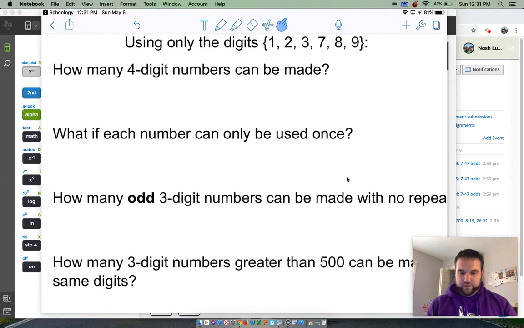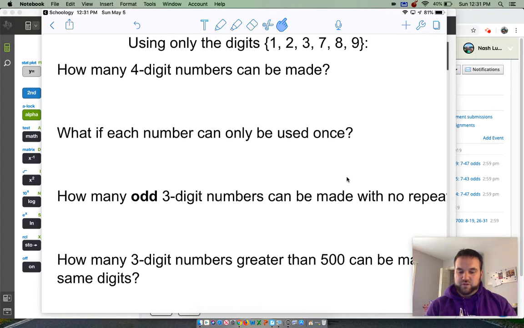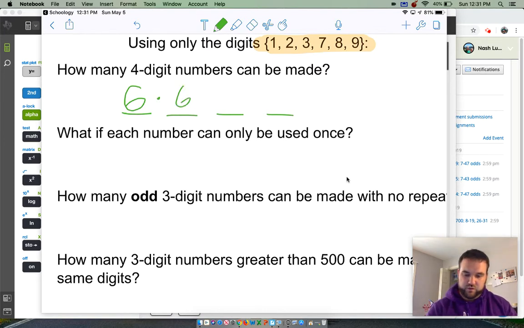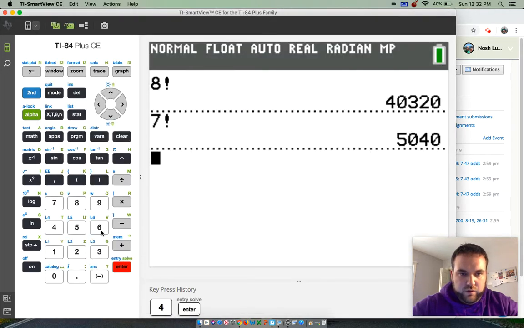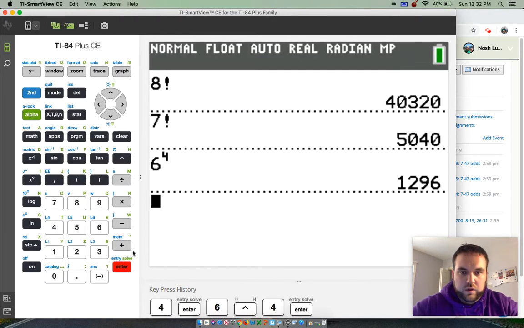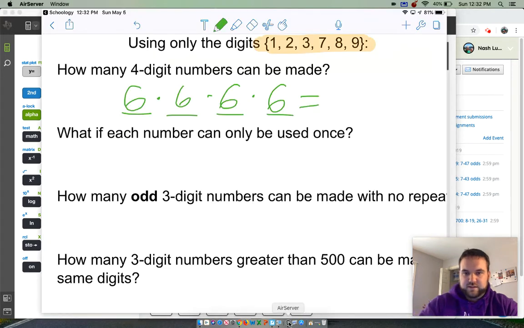So an example of a permutation would be how many 4-digit numbers can be made if I'm only using the digits 1, 2, 3, 7, 8, 9. So I'm going to make a 4-digit number. Since I'm only working with 1, 2, 3, 7, 8, and 9, I have 6 possibilities for each digit. And it doesn't say anything about not repeating myself, so I'm just going to multiply 6 four times in a row. So if I wanted to make a 4-digit number with those, I would do 6 to the 4th power, and that'd give me 1,296.